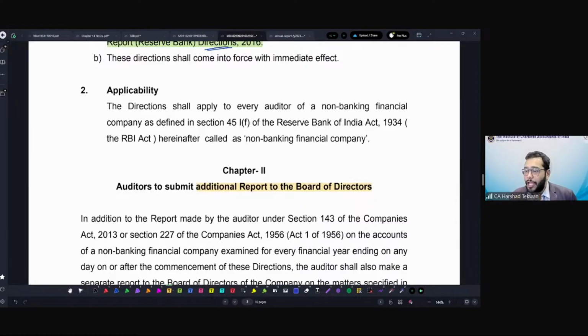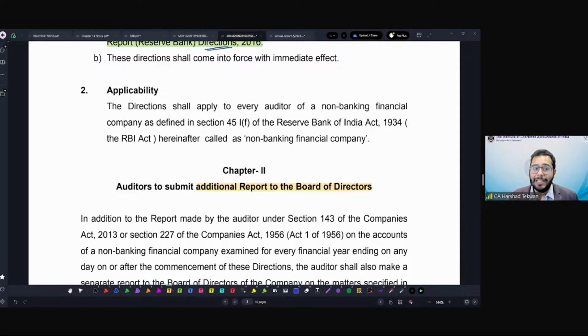If there are unfavorable things, if there are some qualifications, then with respect to that, a report is also required to be submitted to the Reserve Bank. So there's a dual purpose reporting which is happening over here. A report to the board on all the matters, but when there is an unfavorable matter, also report to the RBI.